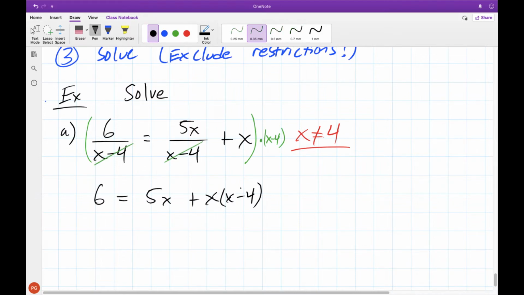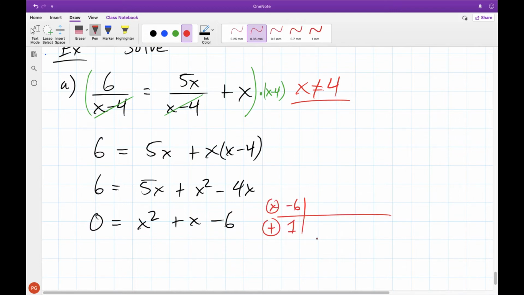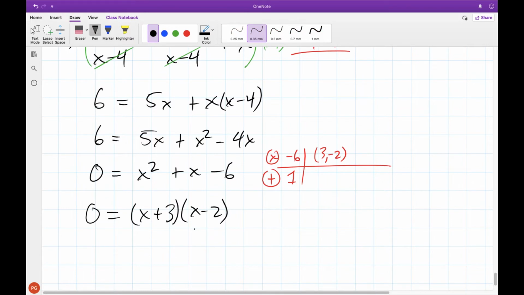Don't forget we need to multiply our x minus 4 by our x here, because it doesn't have a denominator, it doesn't cancel out, but we're still multiplying it by each part of our equation. From here, we can rearrange our equation, get everything onto one side, set the whole thing equal to 0, and then factor it. In this case, we want to find our 2 special numbers that multiply to give us -6 and add to give us +1. So 3 and -2 in this case. So that's what it looks like in factored form.